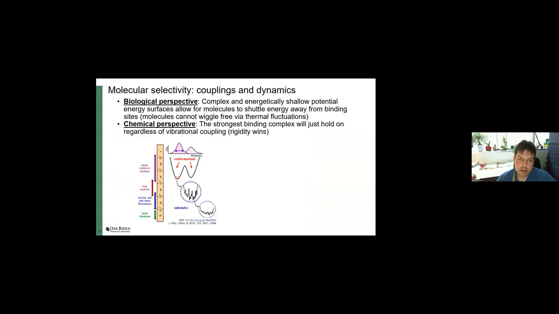And what we think is happening here is that there's something about the stability of the complex and energy transfer around the interaction site. So there's two ways to describe selectivity on the femtosecond time scale. There's a biological perspective, where essentially you funnel energy away from the recognition site fast enough that thermal fluctuations don't let you throw away that molecule. They can't wiggle free. And there's the chemical perspective, where if you just bind tighter, it's just going to hold on tighter. You don't need to worry about that coupling. And proteins use this biological perspective to hold on to things until slow reactions. Chemistry, we don't tend to think of it this way.